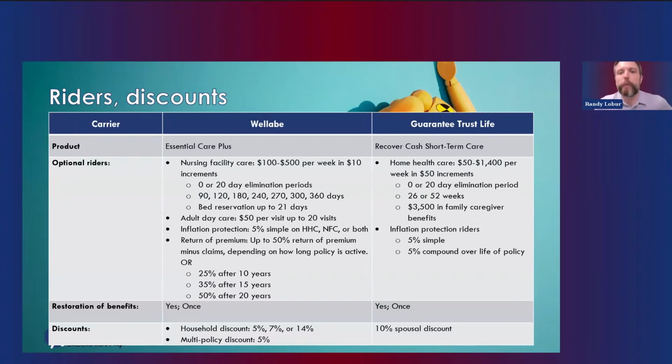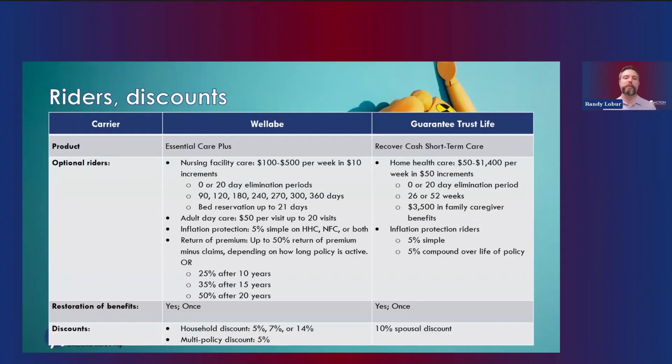On GTL, you're looking at adding the home health care rider, because remember, their core benefit is the facility care. So they offer $50 to $1,400 per week in $50 increments. Again, a 0 or 20-day elimination period. They will cover that for either 26 or 52 weeks as you build that benefit.